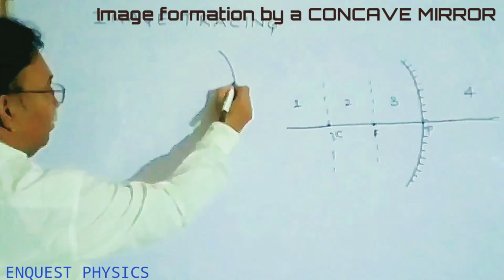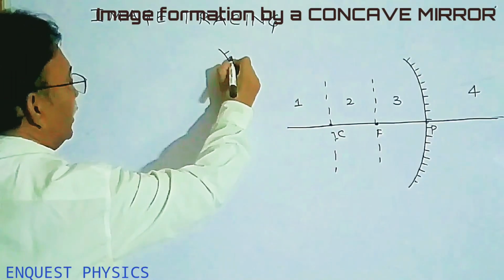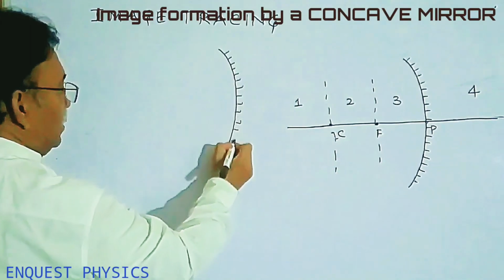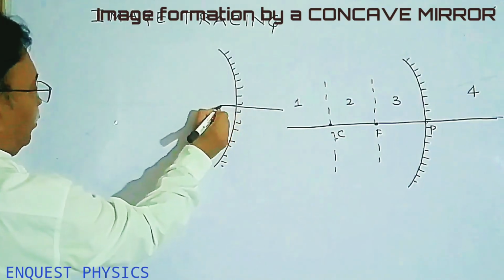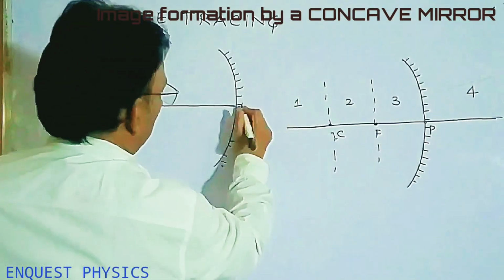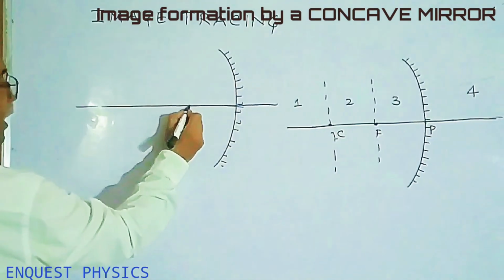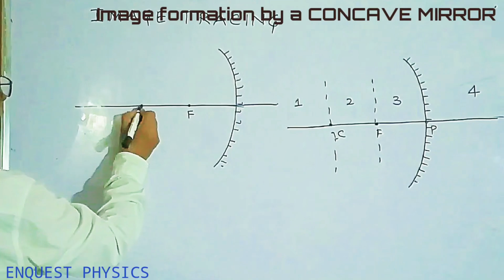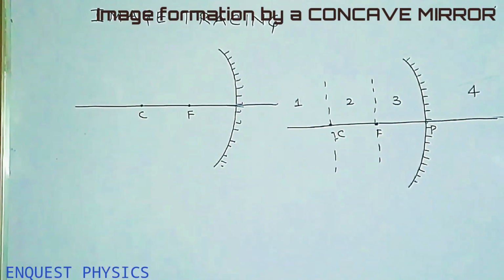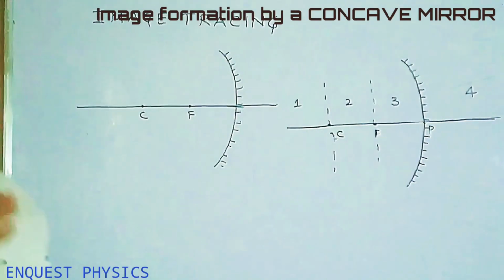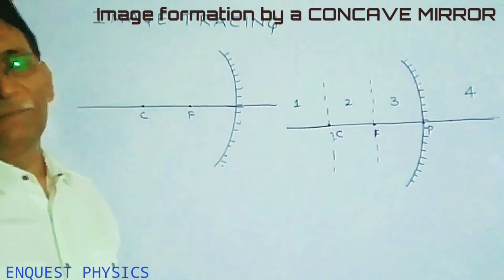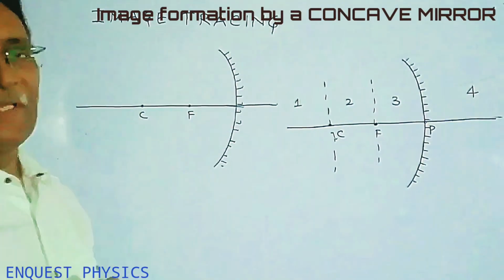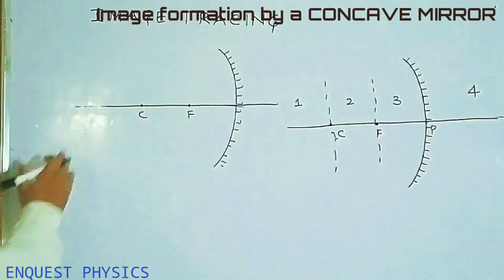I am drawing the same diagram here. It's the same concave mirror, and this is the principal axis. I said this is the focus, the point on the principal axis where rays will meet after the reflection, and this is the center of curvature. Now I am taking an extended object. Generally objects are classified into 2 types. One is the point sized object, and the second is the extended one. Extended one is what? Which has measurable dimensions. I am taking a linear object here.